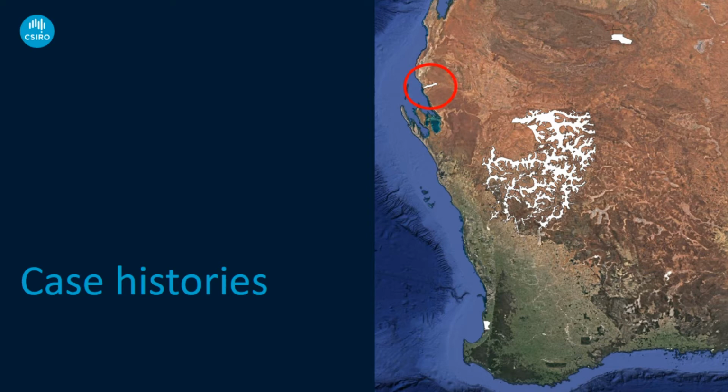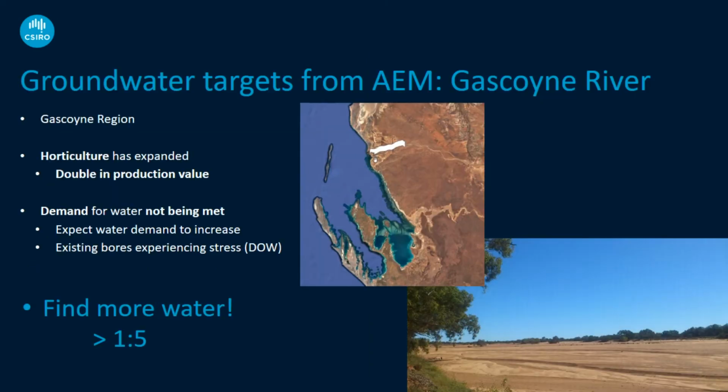So we'll first begin up in the Gascoyne, which is a project that I finished quite a while ago now, which was for horticultural purposes. It used to be the DAFWA, but now it's the DPIRD, Primary Industries and Regional Development, who came to CSIRO and said, look, we want to drill upriver from the Gascoyne, upriver from Carnarvon.